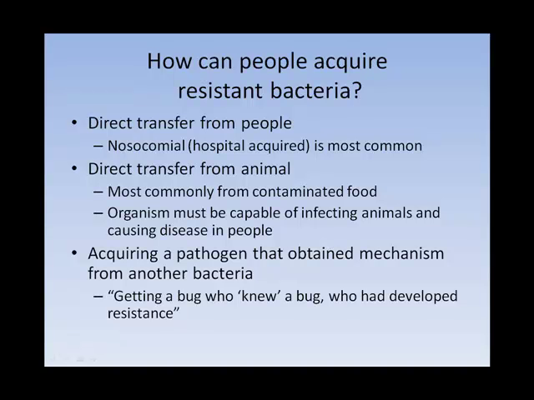Because we're talking again about animal ag, we're not going to talk about that any at all, so we're going to focus on these two. So what are the routes that you can get it from animals to humans? One is basically direct transfer from an animal.